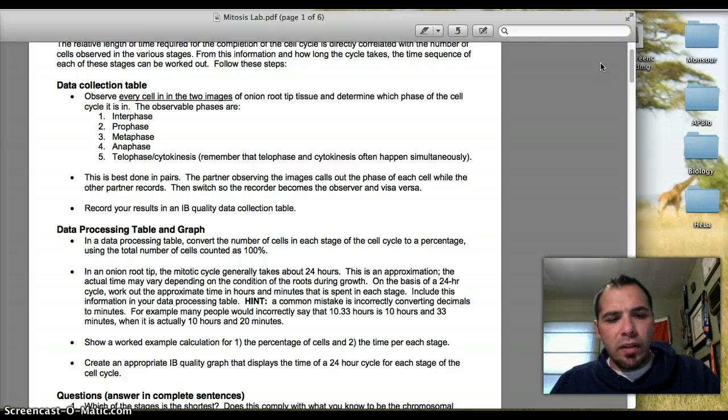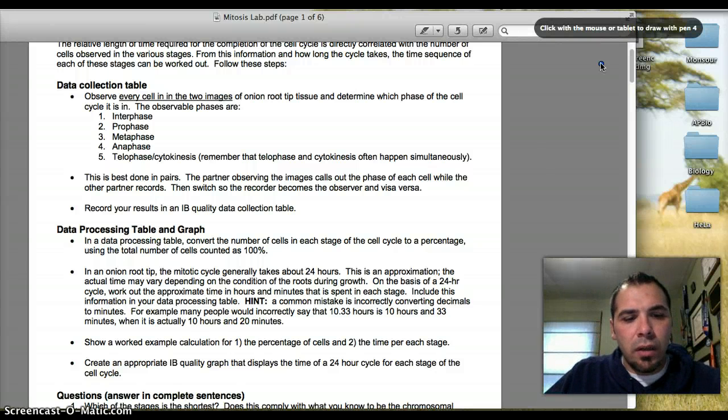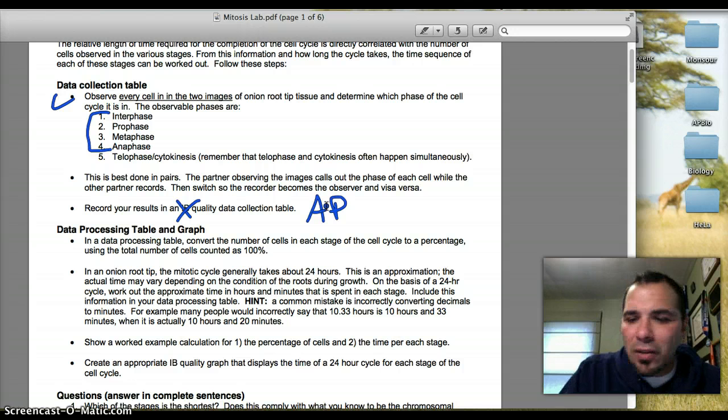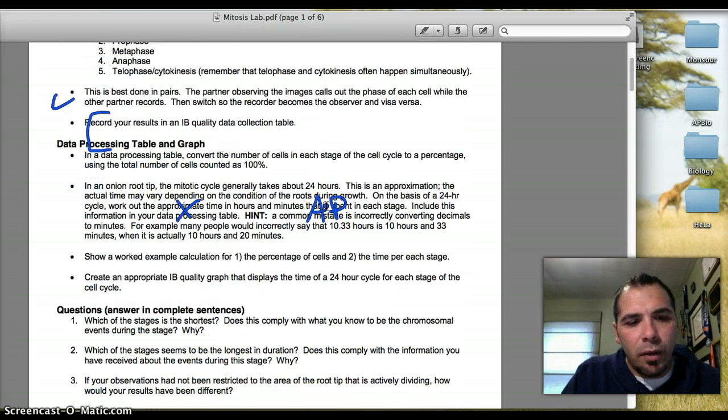So where it says data collection, which is, I'm trying to get my pen here, excuse me. This is the data collection. There you go. Observe every cell in 2 images. There's your phases, best done in pairs, record results. It says IB, but we're not doing International Baccalaureate. We'll do AP quality data collection table. So making sure you keep a good data table there.